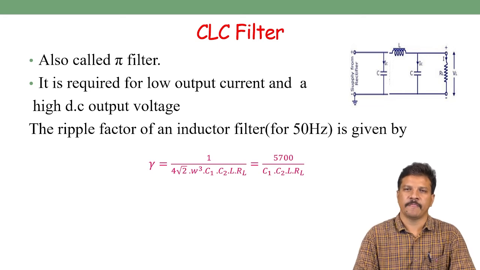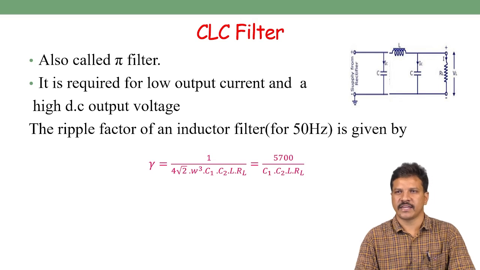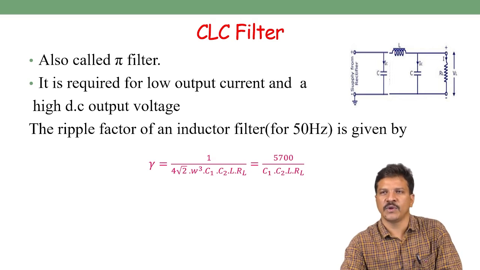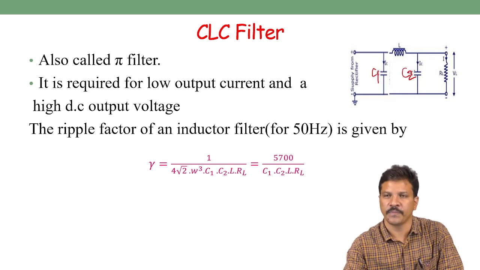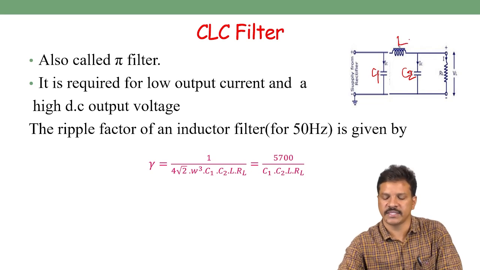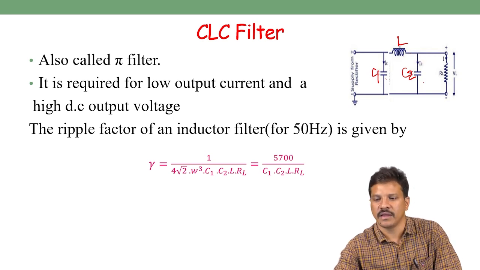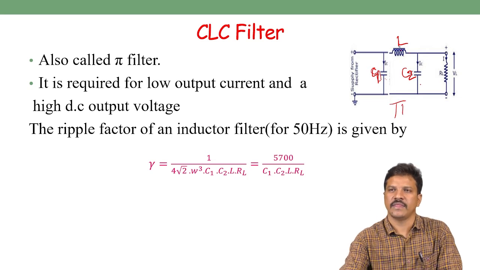Now the last filter is called the CLC filter. The CLC filter is also called the pi filter, after the Greek symbol pi. Why it is called pi, you can see in the diagram. We use two different capacitors, C1 and C2, and one inductor L. The rectified output is given and first passes through the capacitor, then the current passes through the inductor, and then again through the capacitor. When we connect C, L, C like the symbol pi, that's why it is called the pi filter.